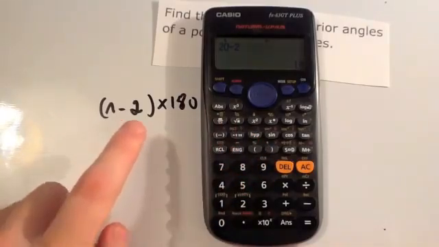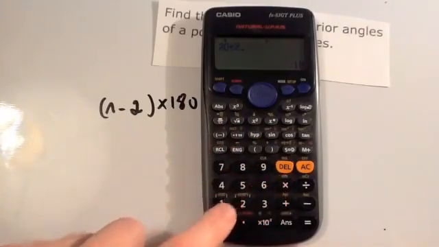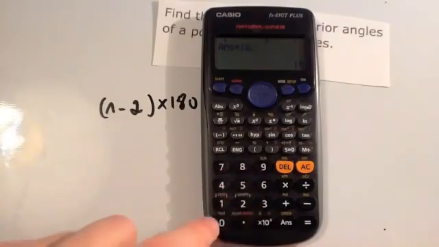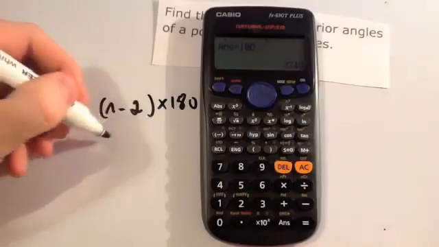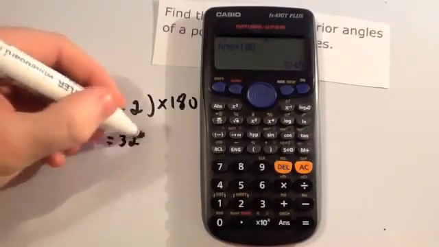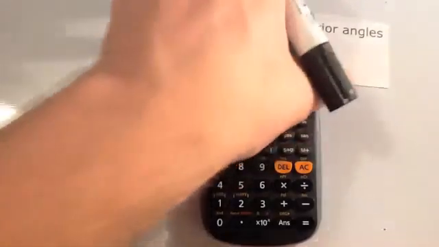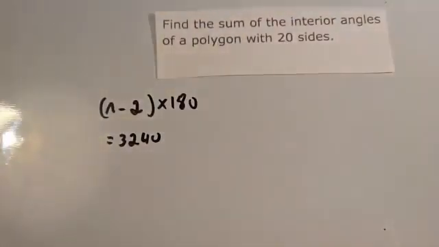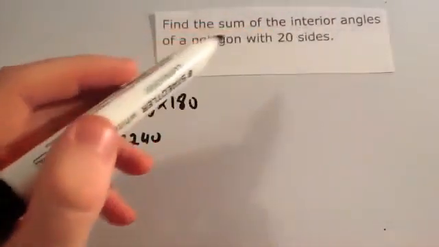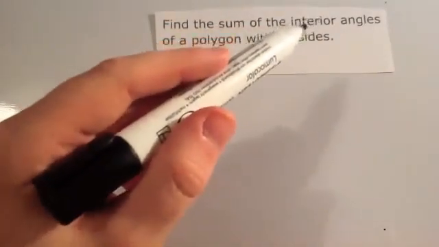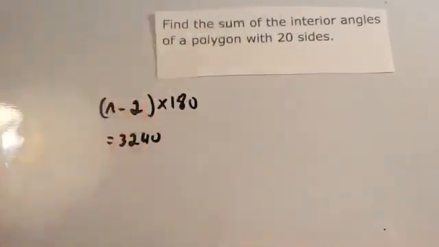So 20 take away 2 is 18, and then times by 180 gives an answer of 3,240. So the angles in a 20-sided shape add together to give 3,240. This sum of the interior angles means what do the angles inside the shape add up together to give.